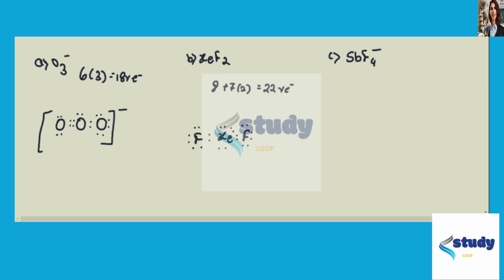Now lastly, SbF4 minus. So let's do the Lewis structure for SbF4 minus. Sb on the periodic table is in group 5, so it has 5 valence electrons, plus fluorine has 7 valence electrons, but we have 4 of those, and adding the negative 1, that is a total of 34 valence electrons. So we will put Sb in the center and then 4 fluorine atoms on the outside around it.